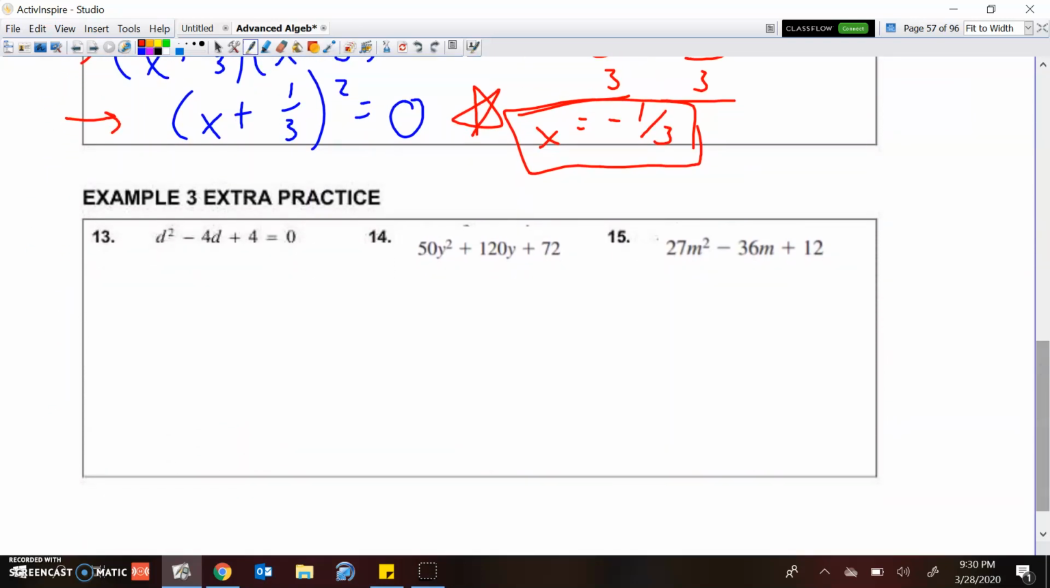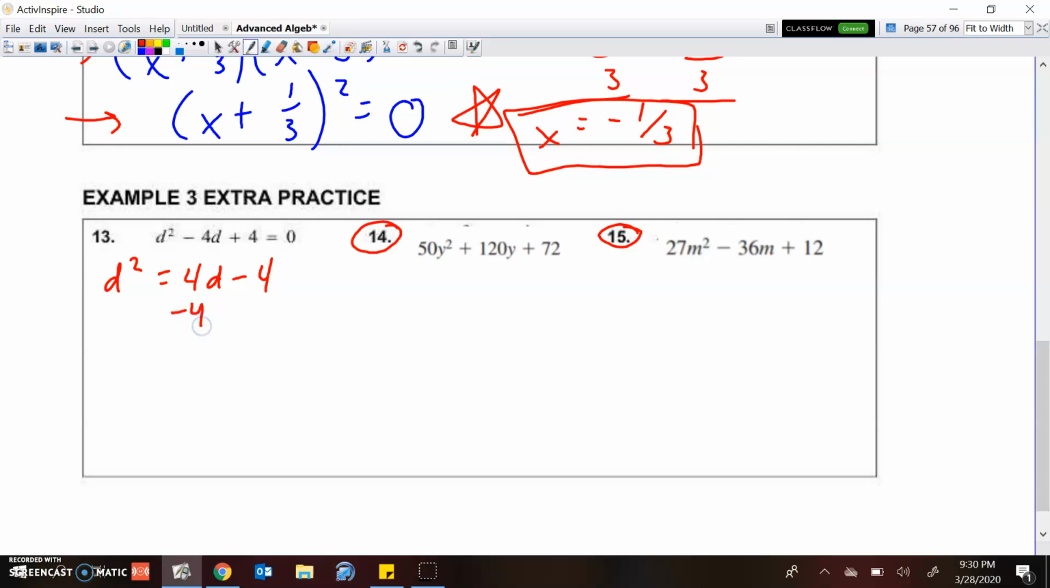All right, we're wrapping it up. Let's take a look at these three. Now notice I changed 14 and 15 from what they said, just to give you an example of two other kinds. All right, so I'm going to look at 13. Let's just say this problem isn't written like this, but let's just say it said d squared equals 4d minus 4. And we've seen problems like this before. If you see where you have two things on different sides and not a 0 on one side, then it's your job to get everything on one side.